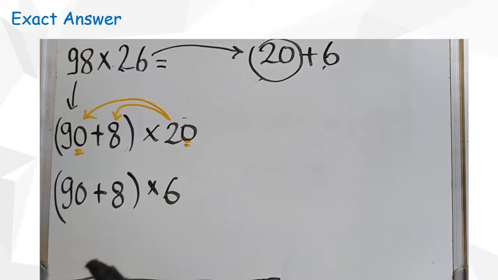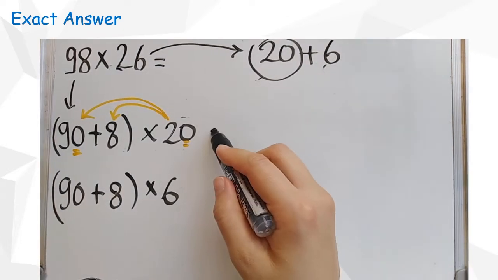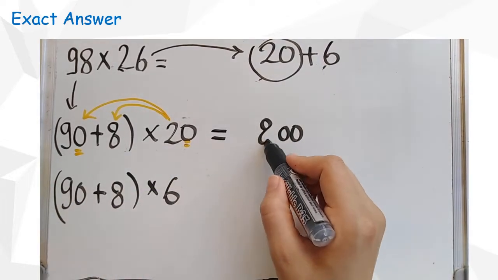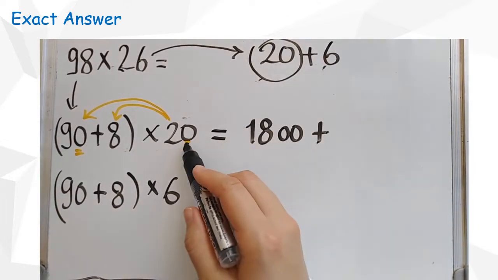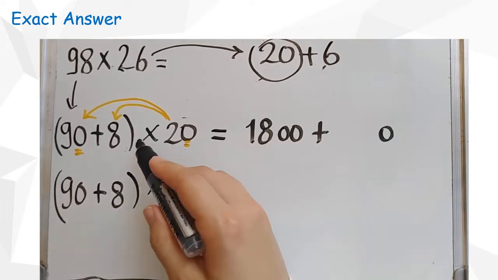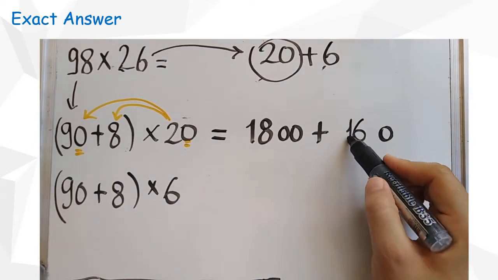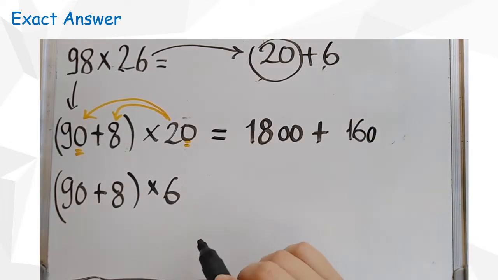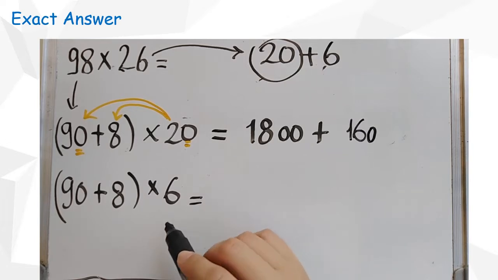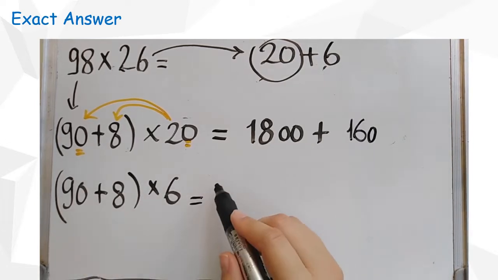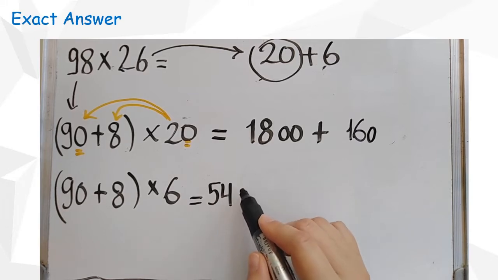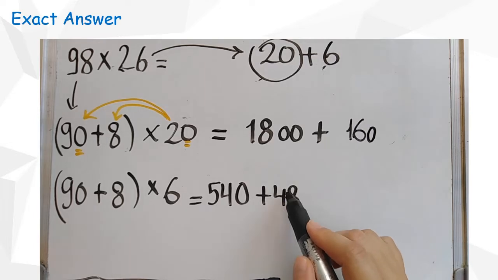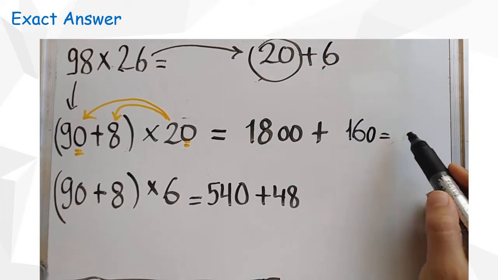First of all, 20 by 90. 2 zeros must be placed first, and then 2 times 9, which is 18. Next, 20 by 8, 1 zero first, and 2 by 8 is 16. 1,800 plus 160. What's 6 times 90? 6 times 9 is 54, write 0. And 6 times 8 is 48. Now let's add both quantities.